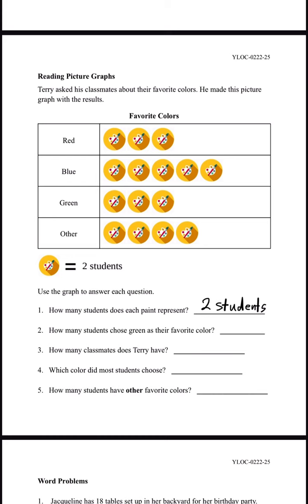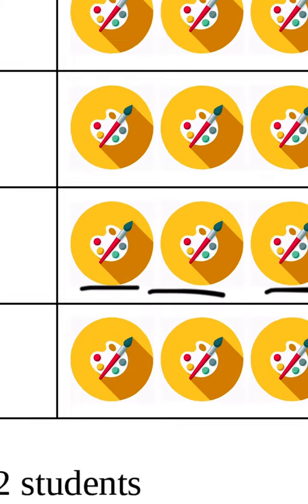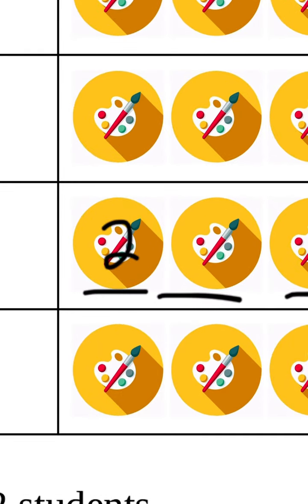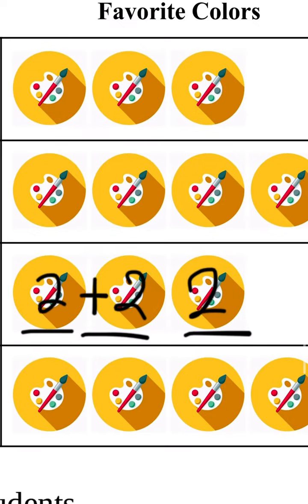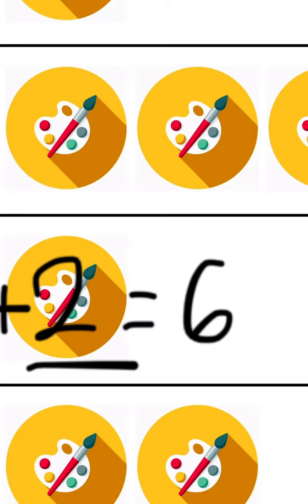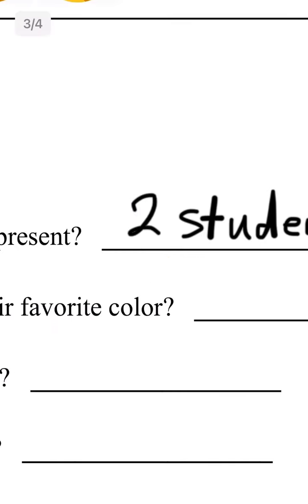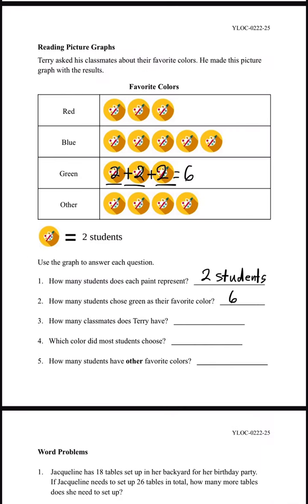Let's look at number 2. How many students chose green as their favorite color? So green is over here and there are 3 of them. But each of them represents 2. So 2 plus 2 is 4 and 4 plus 2 is 6. So 6 students chose green as their favorite color.